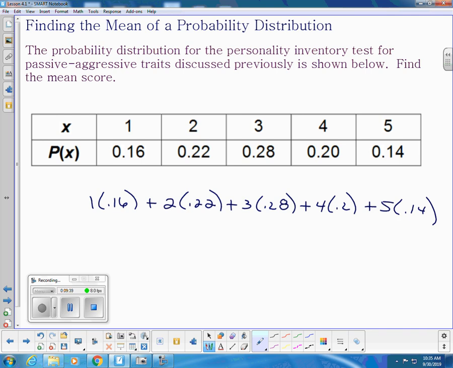So when I put this in my calculator, I got 2.94, so it's right below 3. Okay? And you can look at that and see, just from the table, 0.28's got the most of them. There's about the same on either side, but a little bit more on the lower side. Does that make sense? You're literally taking top times probability plus all over. All right. Moving on.